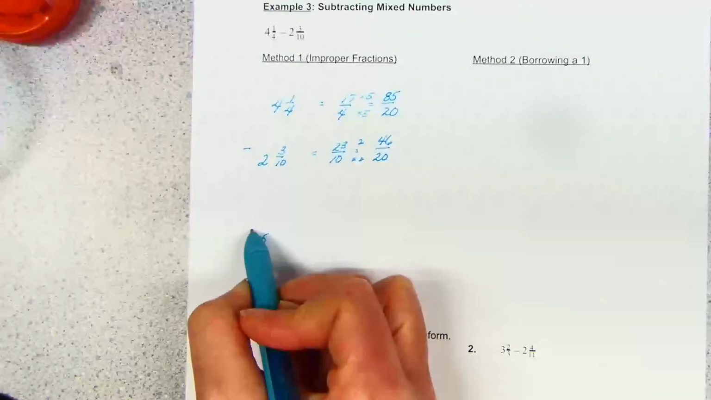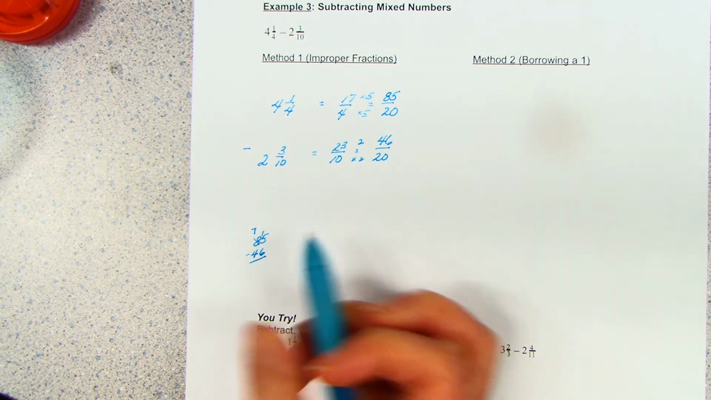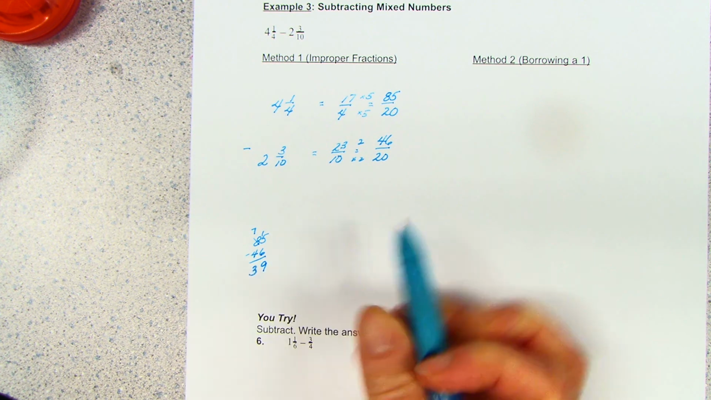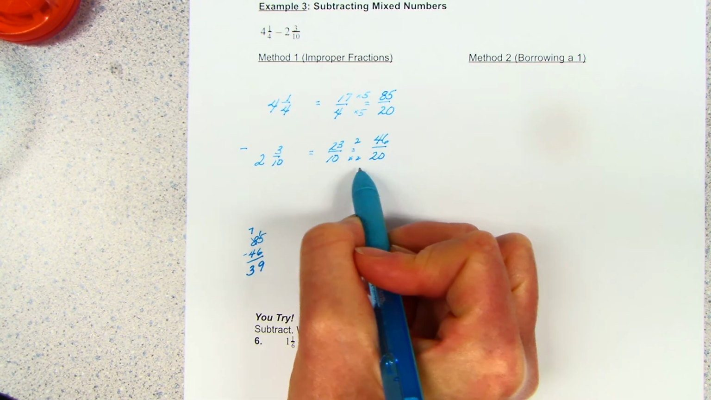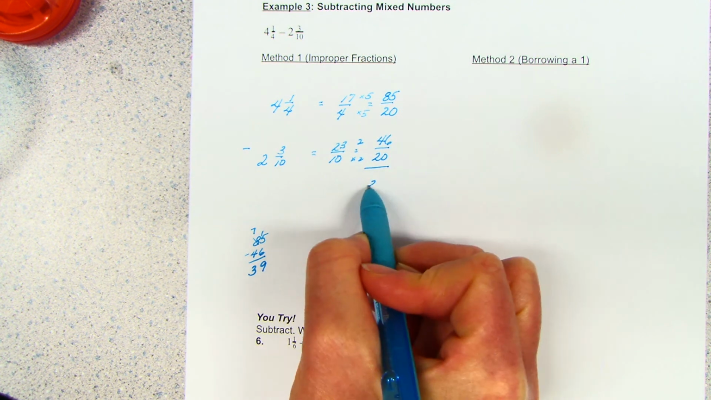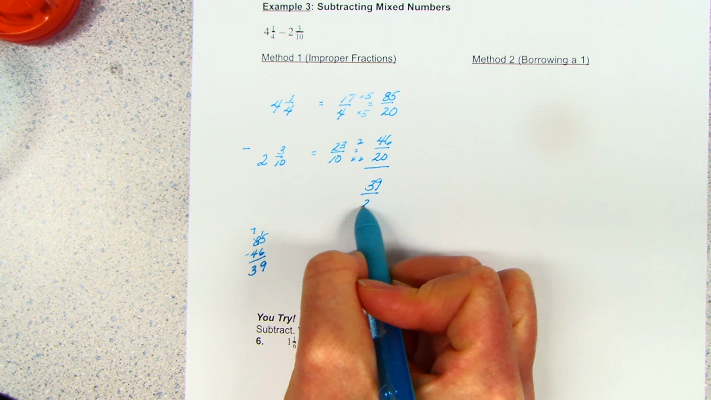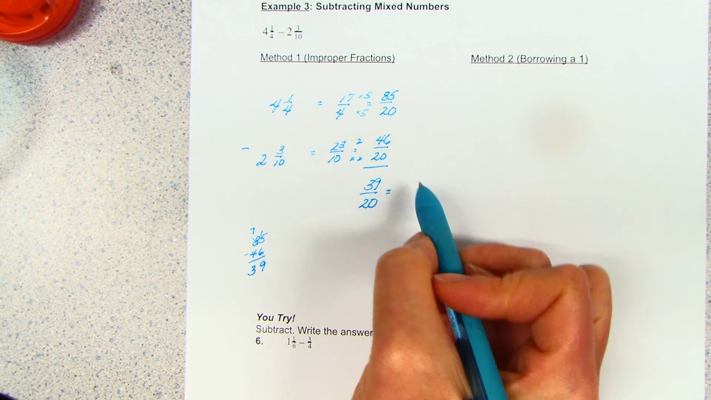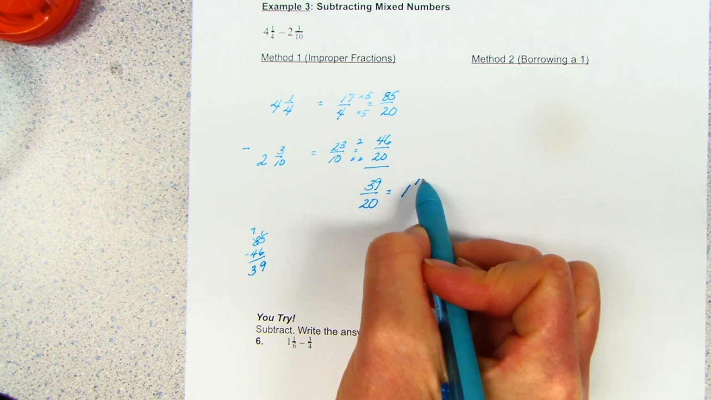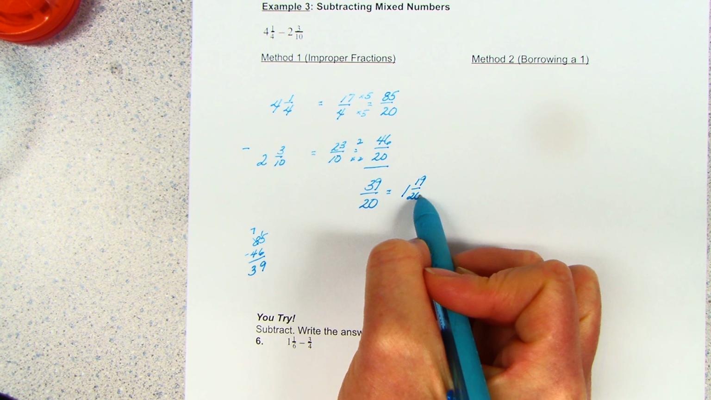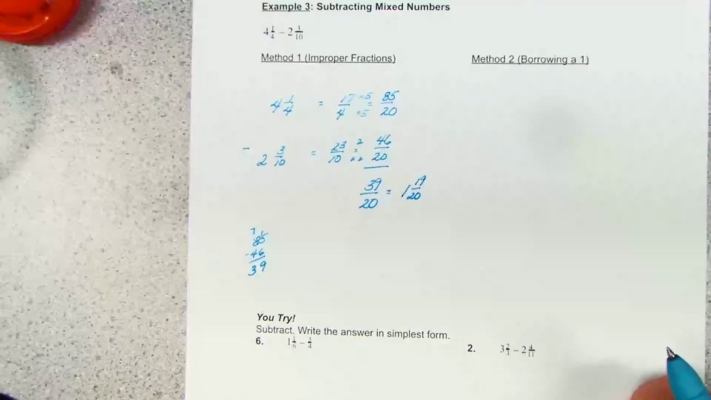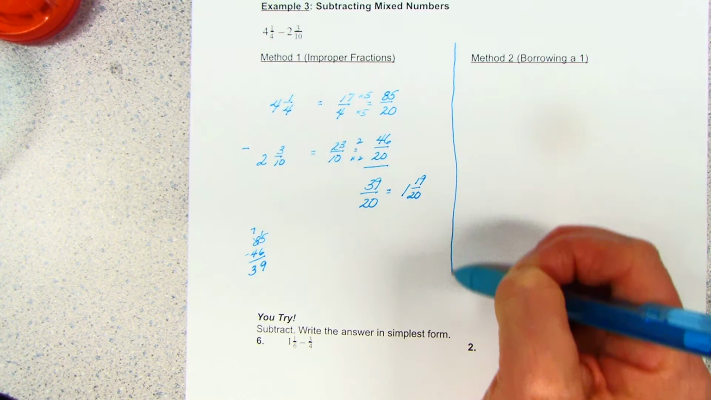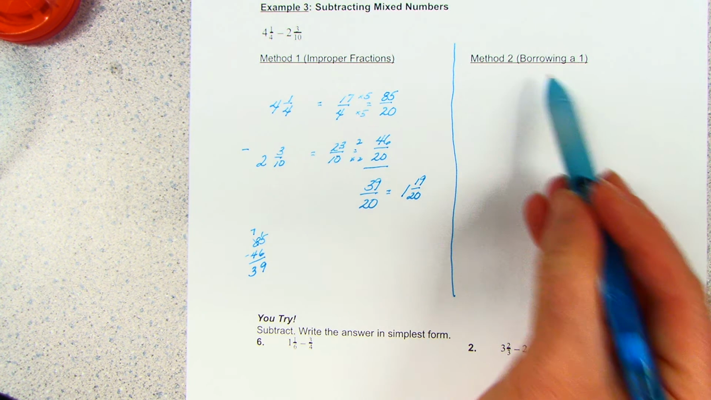Let's see, I'm going to borrow from the 8 and make it a 7. 15 minus 6 is 9. 7 minus 4 is 3. So I've got, I'm going to subtract. I have 39 20th, which you can leave like this, or you can make that back into a mixed number, 1 and 19 20th. Whew! Subtracting mixed numbers with unlike denominators, borrowing is such a lot of work. Oh my goodness. Okay. Other method is to borrow a 1.